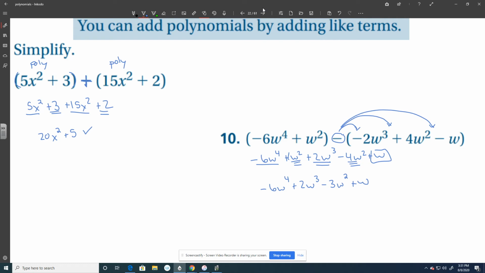And I'm left with a w at the end and no constant. There's no 2, 4, 6, 0, 8. Well, I guess there technically is a 0. But there's no constant to go at the end. So this would be my simplified version. That's my final answer.